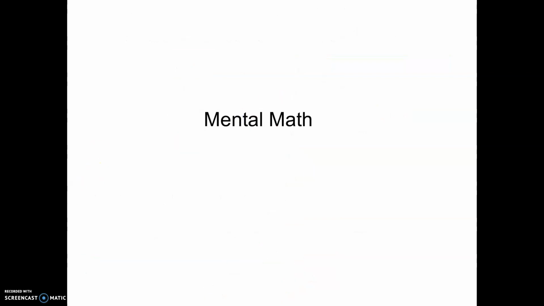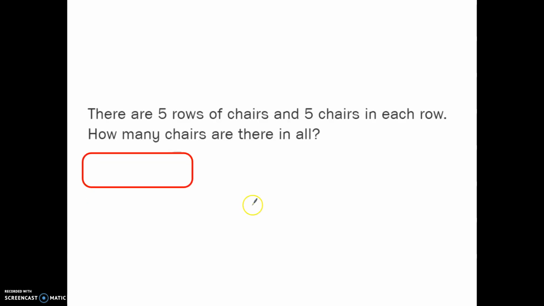Now for some mental math, but feel free to have your whiteboard marker and eraser out, because we know if you're solving problems and you're stuck, when in doubt, draw it out. So our first one, there are 5 rows of chairs with 5 chairs in each row. How many chairs are there in all? Well, I know that if I have 5 rows and there's 5 in each row, that means I can count by 5s. And I just need to count by 5 times. So 5, 10, 15, 20, 25.